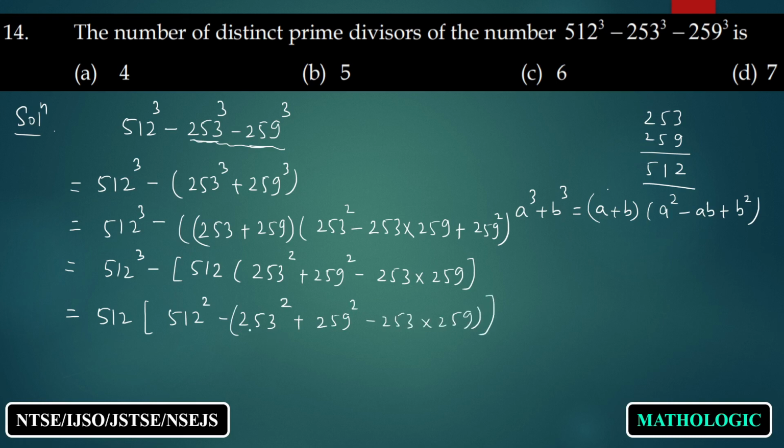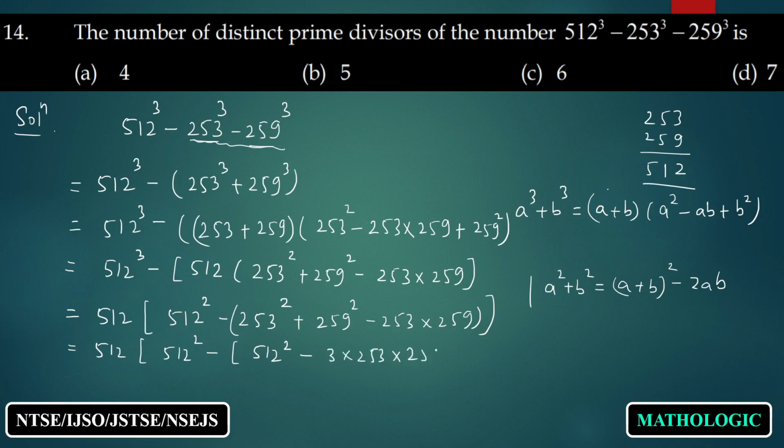So again, there's another identity we can use over here, which is a square plus b square is equal to a plus b whole square minus 2ab. This is the identity we are going to use over here. This will become 512 and 512 whole square minus a plus b whole square. And a plus b whole square is what? 512 whole square, and minus 2ab means minus 2 into 253 and 259. Already we are having 1 minus 253 and 259, so this will become minus 3 times 253 and 259 like this, right?